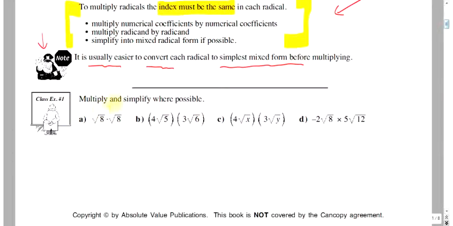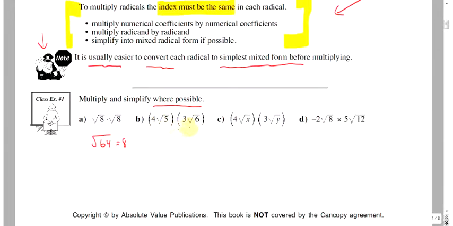Okay, multiply and simplify if you can. Some of these, know your rules. You can't do it. All right? Can I do this one? Is it the same index? Yes. Can I simplify root 64? Yes.